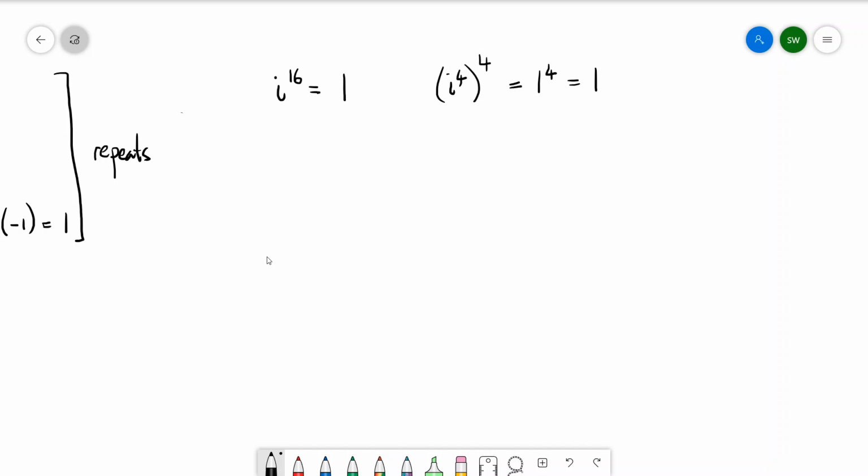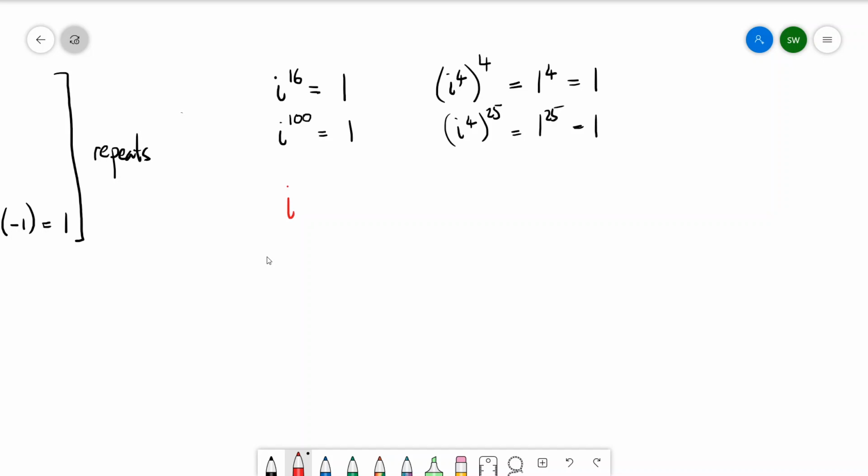And i to the power of 4 is just 1, so we've got 1 to the power of 4, which is 1. Similarly, if we had i to the power of 100, we know that that's i to the power of 4, to the power of 25, because 25 times 4 is 100. And i to the power of 4 is 1, so 1 to the power of 25 is just 1. So we know that that's 1, because that's a multiple of 4. So we could work out some slightly more complicated powers.